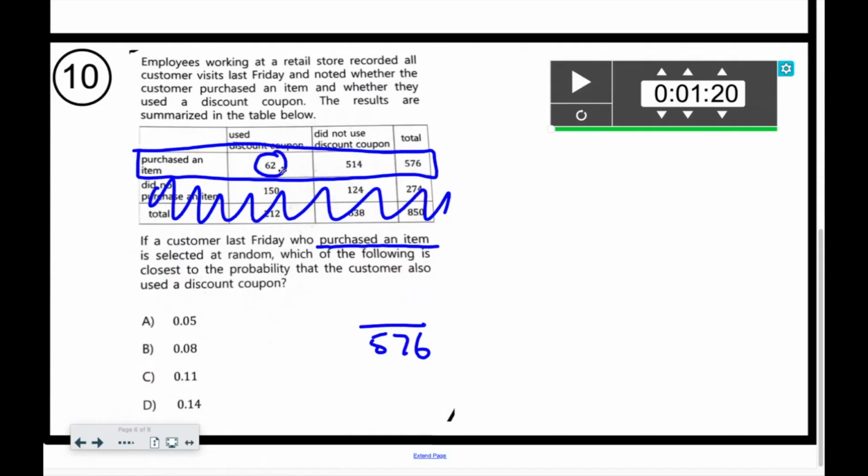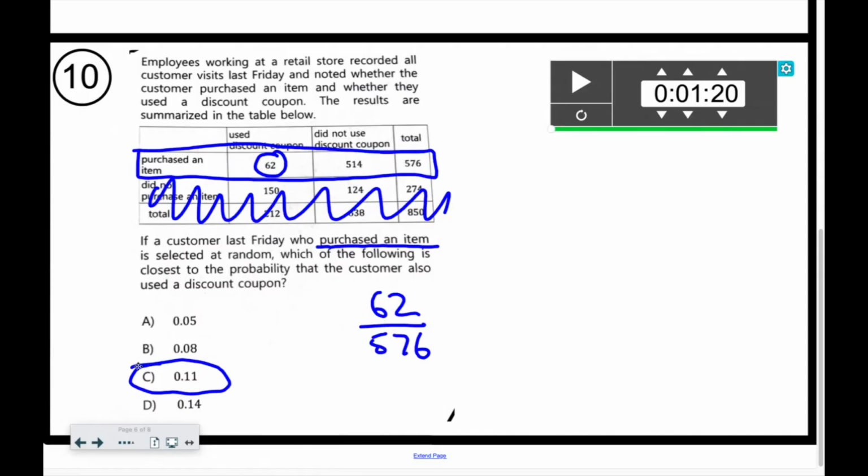So used a discount is 62. Since they're decimals, I'm just going to do 62 divided by 576, and I get 0.11. All right, so you've got to be really careful with these. I thought I was reading carefully and still missed it.